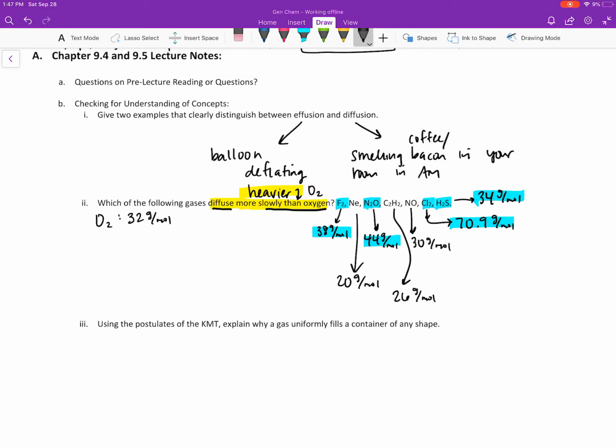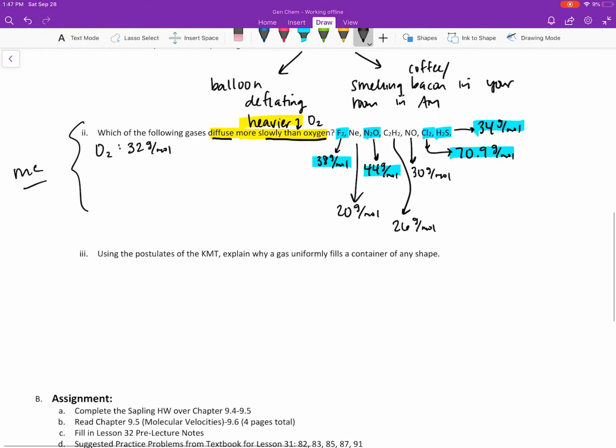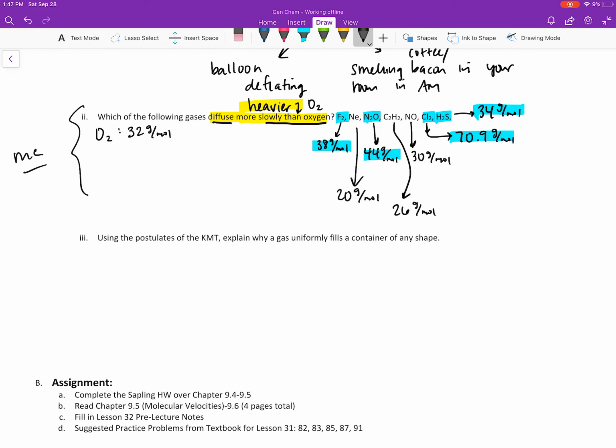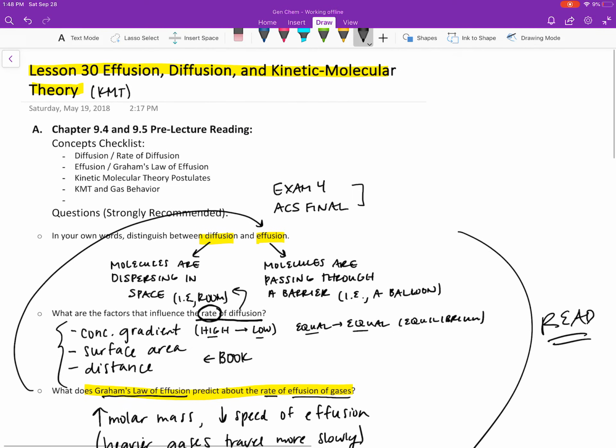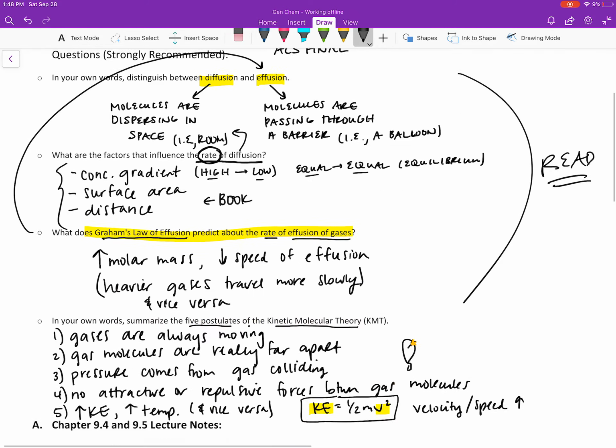Okay, so pretty straightforward. I could really see this as a multiple choice question on not only exam 4, but on the final ACS exam. They love things like this because you have to know how to calculate the molar mass as well as apply these rules about Graham's law and things like that that are up here in the rate of diffusion.